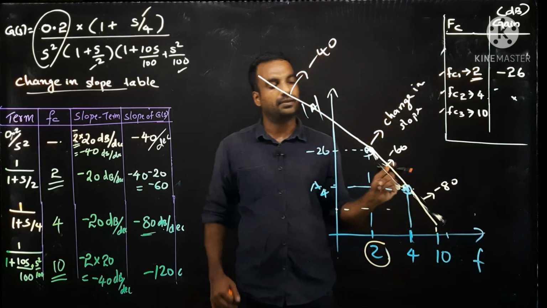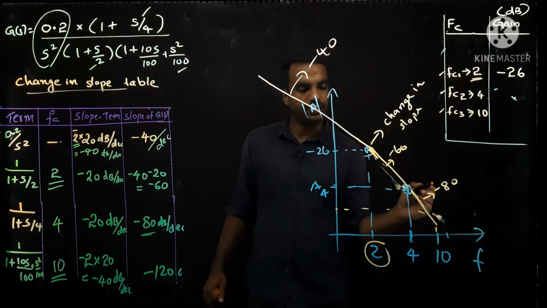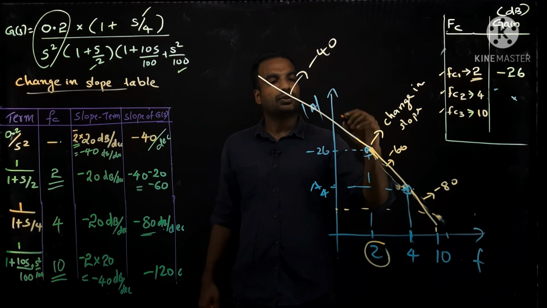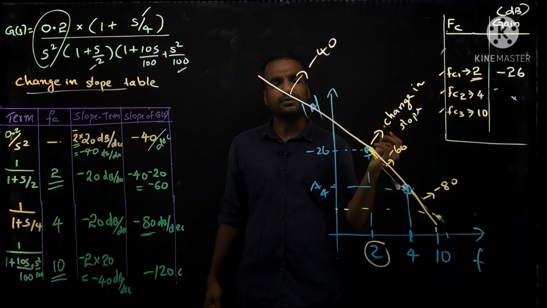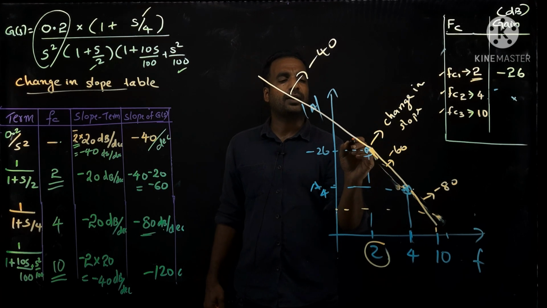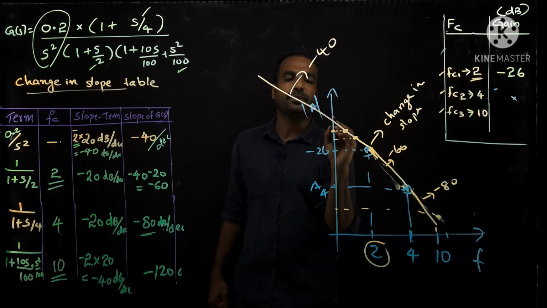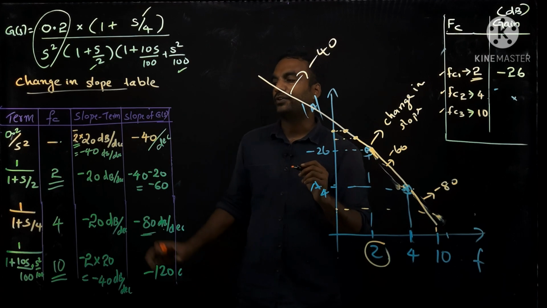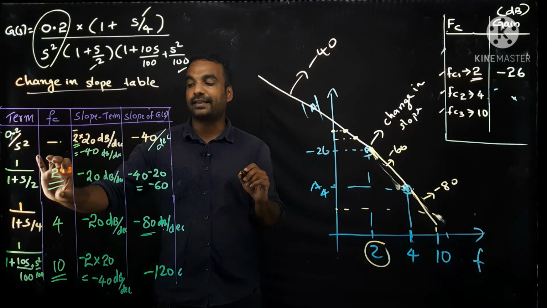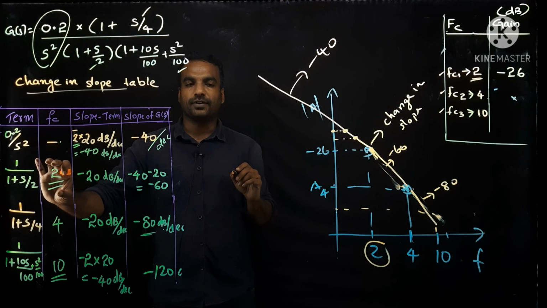It should be visible. Okay, we will draw clearly. So the slope is minus 40. Suppose I want to calculate the magnitude at any point. Suppose for this point, this will be the magnitude. For this point, this will be the magnitude. I have to use the same equation that is applicable up to the first corner frequency.